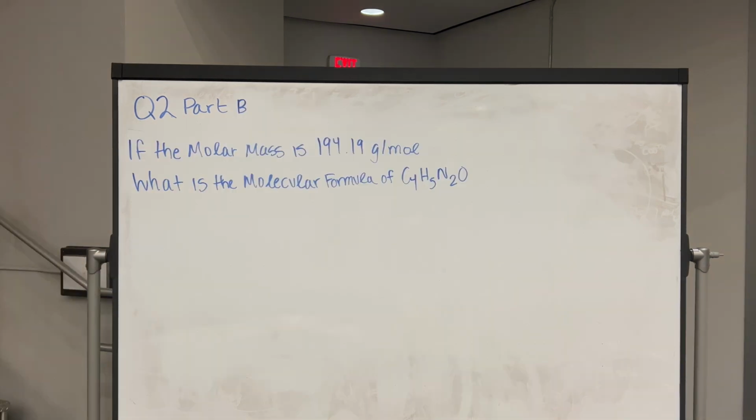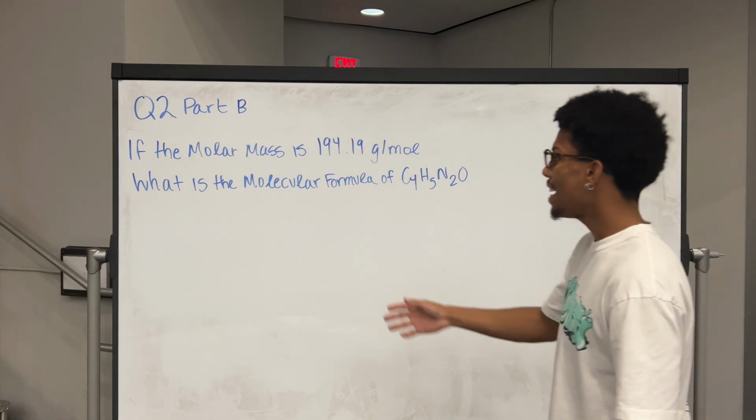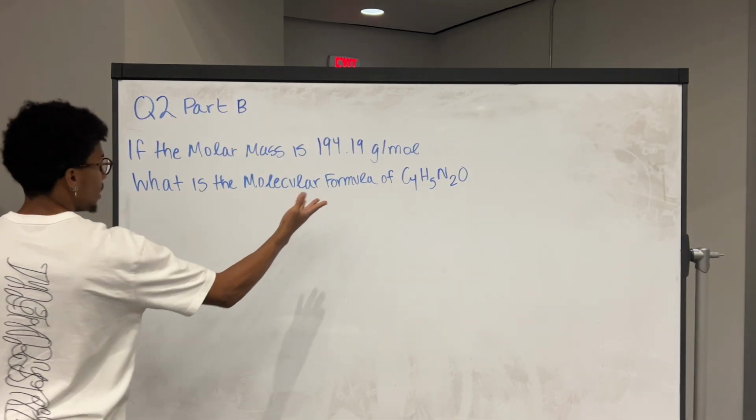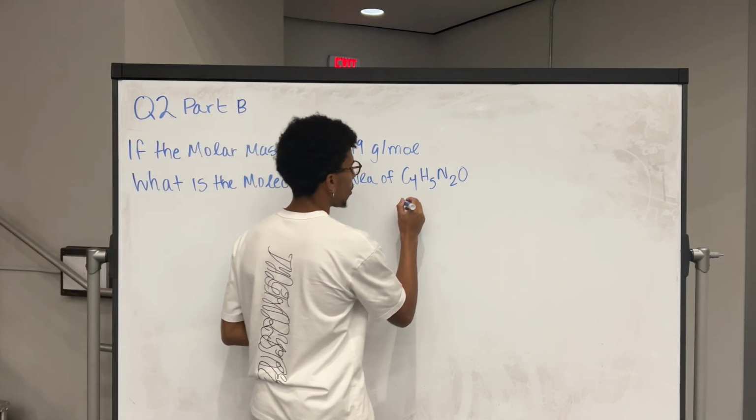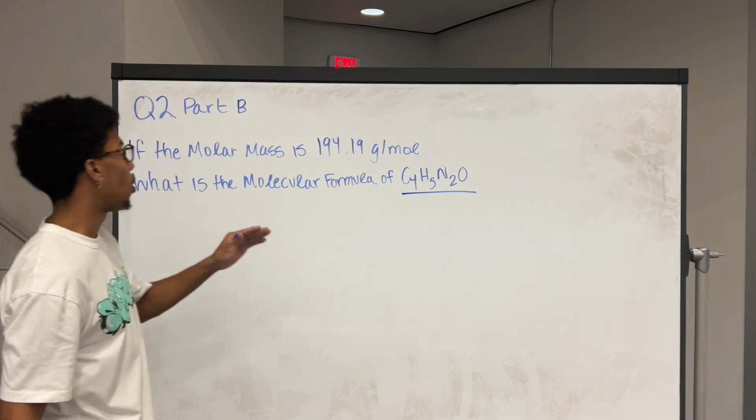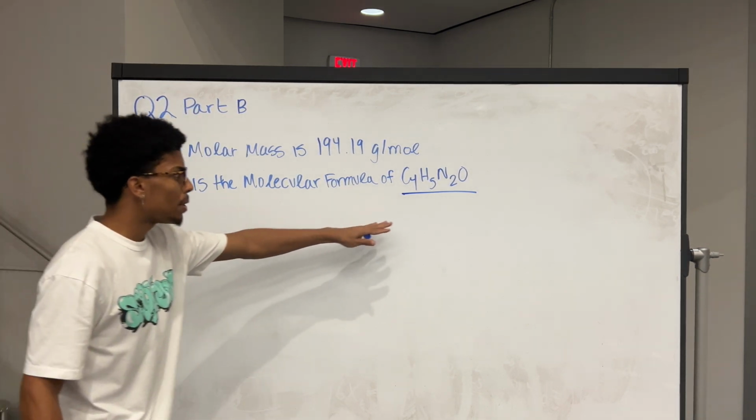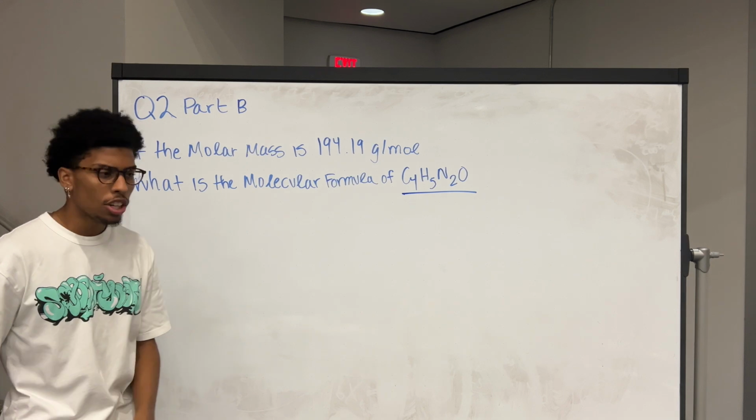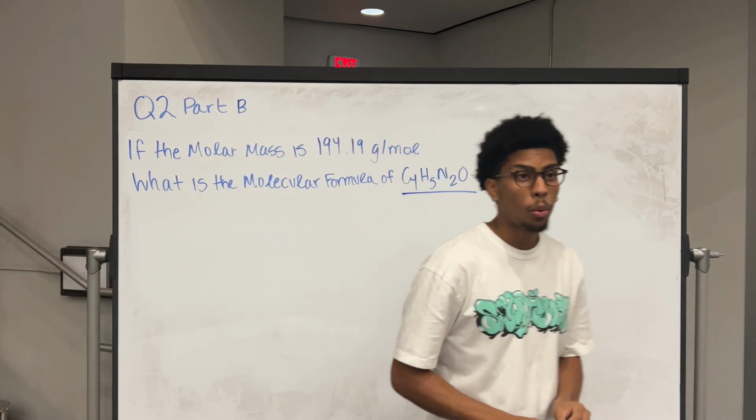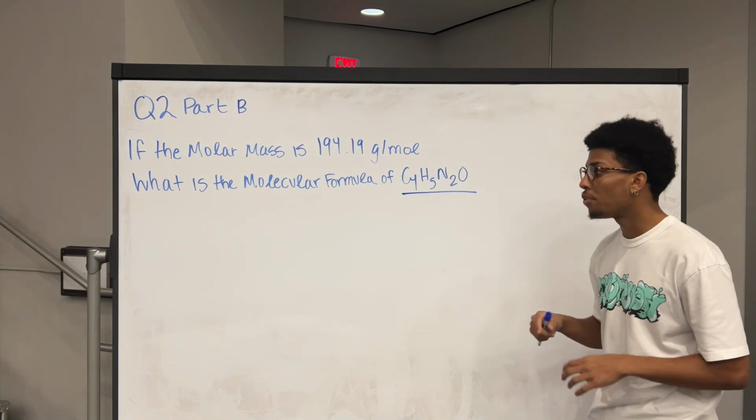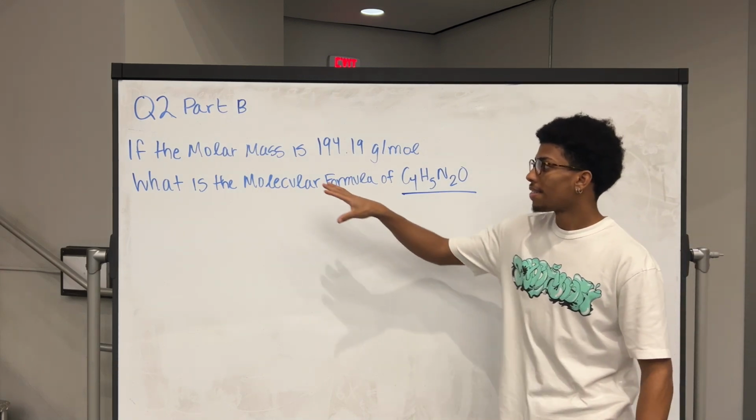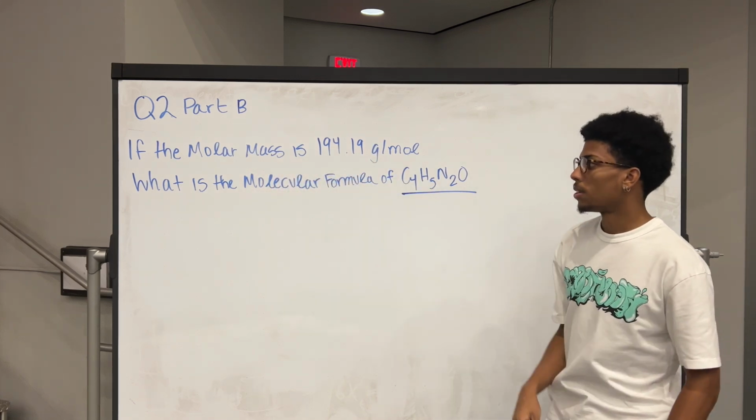So now for question 2, part B, it's asking us if the molar mass is 194.19 grams per mole, what is the molecular formula of C4H5N2O? So this right here is our empirical formula that we solved in part A. So now we want to know what is the molecular formula of this. So we're not looking for the simplest whole number ratio, but we're looking for the number that we can multiply each of these subscripts by to find the original molecular formula that is connected with this molar mass.